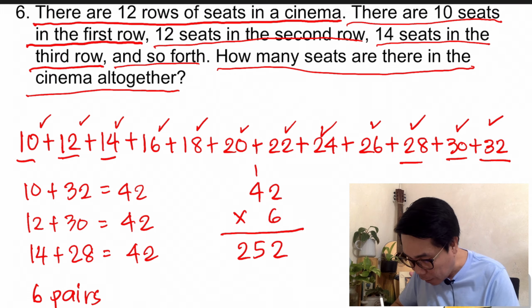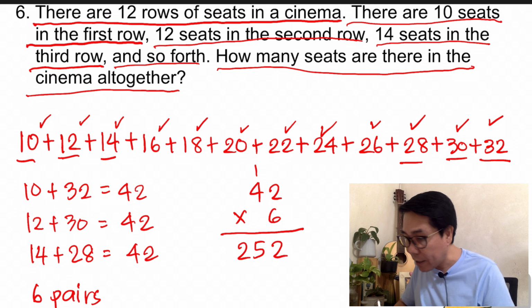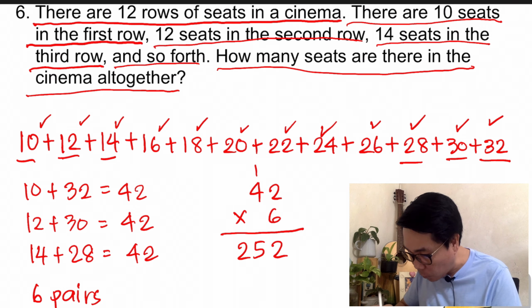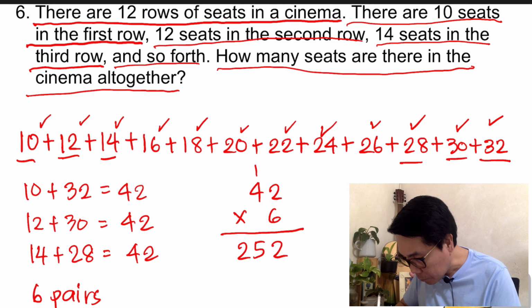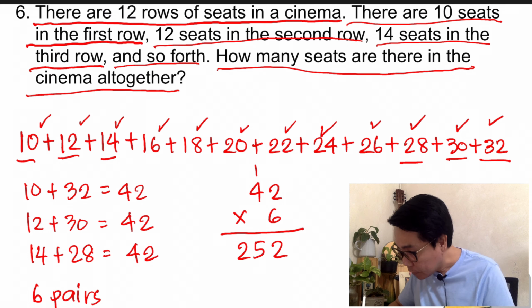Very good. Okay, now for the answer, the question is, how many seats are there in the cinema altogether? So there are 252 seats in the cinema altogether.